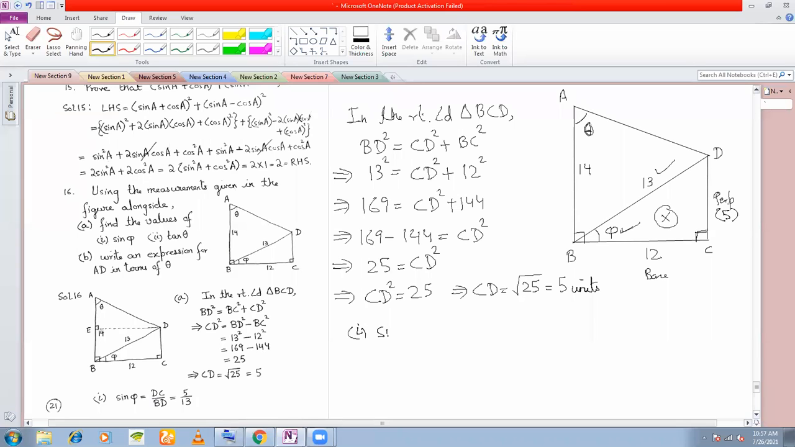So sin phi is equal to perpendicular by hypotenuse. Now in this triangle, if you see, perpendicular is CD and hypotenuse is BD. So put the value. CD here we have found out above to be 5, and hypotenuse length is already given to you as 13. So this is sin phi. Okay. Next we will proceed to find out tan theta.